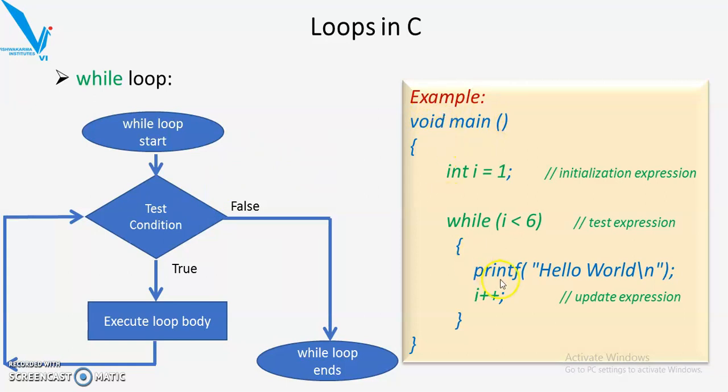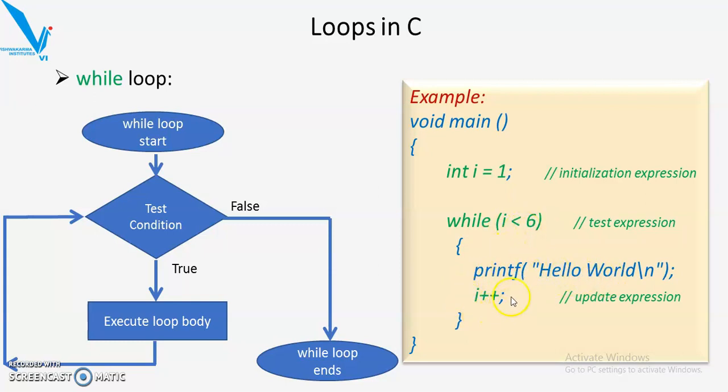Again we are using the same example, that is we are going to print hello world. So here is the syntax: first we initialize the expression, then we have the condition, that is the test expression, and the third one is the update expression, which is written inside the loop itself. Now i is equal to 1, that is the initialization of the i variable. Now it is tested whether 1 is less than or equal to 6. If the condition is satisfied, this hello world will run.